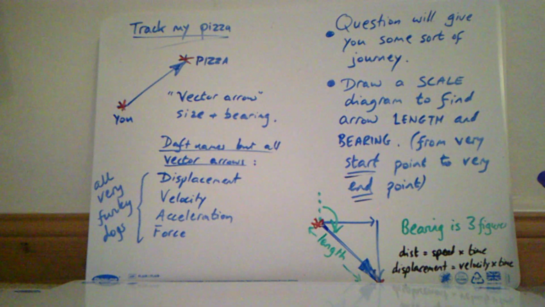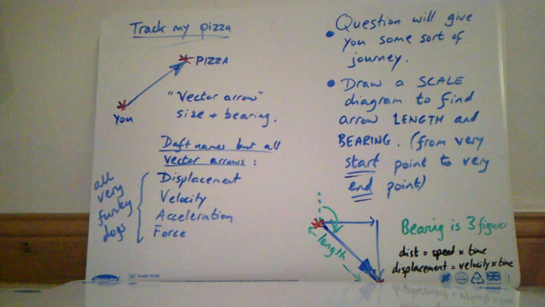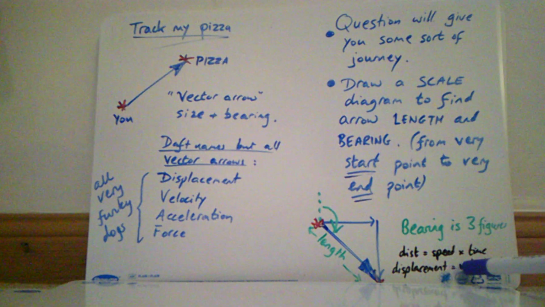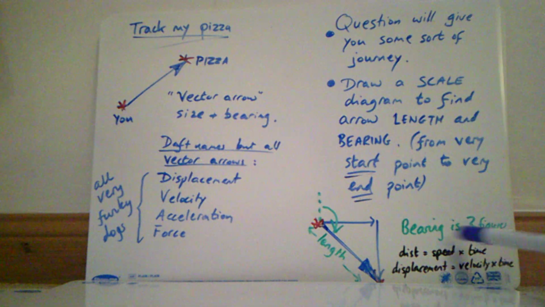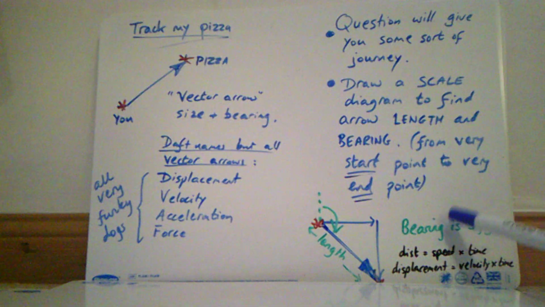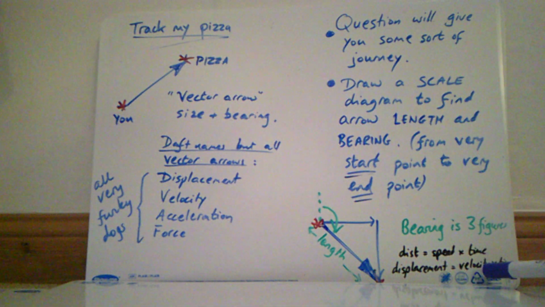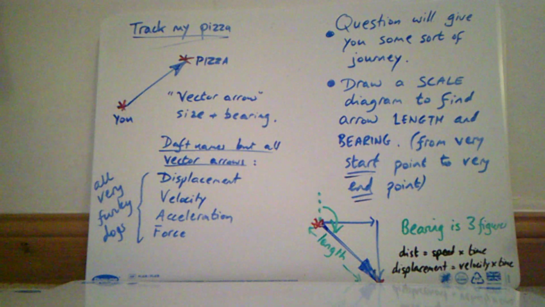If this is a displacement, they might ask you for a velocity. Well, displacement is velocity times time. Distance equals speed times time. So if the question's asking you for speed, then speed is distance over time. If the question's asking you for velocity, then velocity is displacement over time.